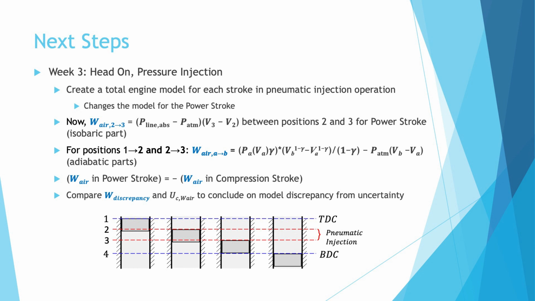We will then compare the work discrepancy and the uncertainty of the work from air, similar to week 2, to conclude on the model discrepancy from uncertainty for the engine in full operation. This concludes our update for week 2 of the IC Engines Lab.